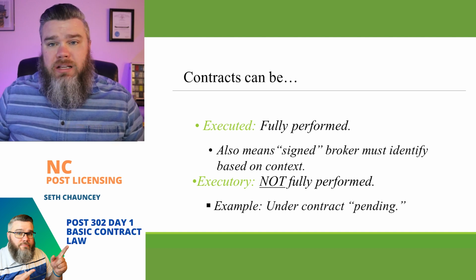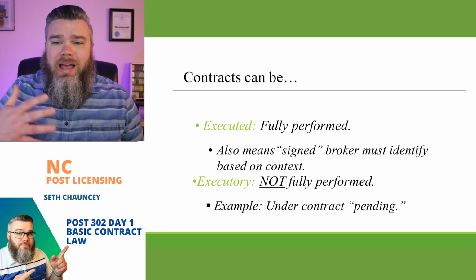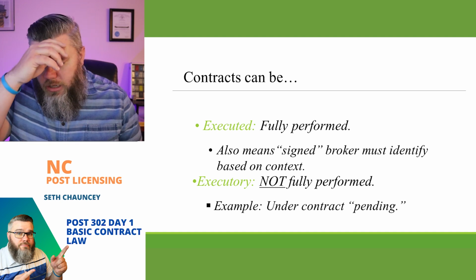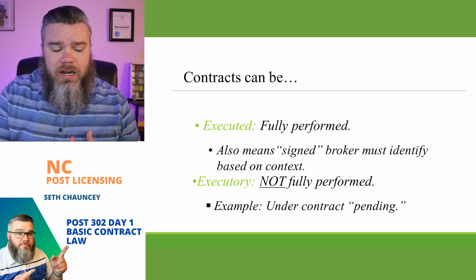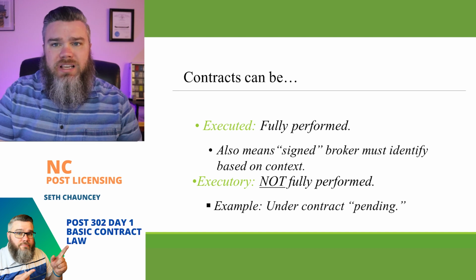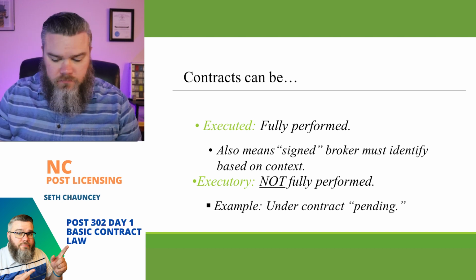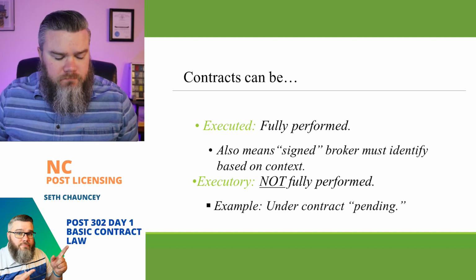But under basic contract law, executed means completed, done, finished. So when we've got things left to be completed, but we are under contract, we call that an executory contract. When you are pending, contingent, any of those things, you are in executory status. Yes, we have a contract. No, it's not completed. It's called executory. Still things left to be done. So executed versus executory.